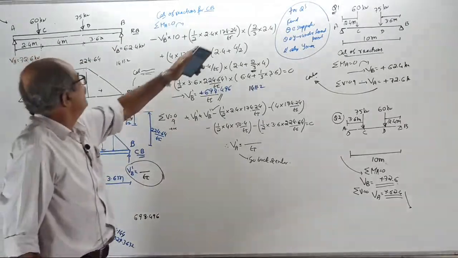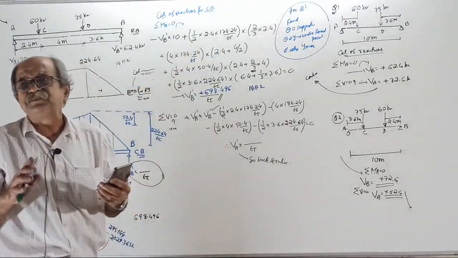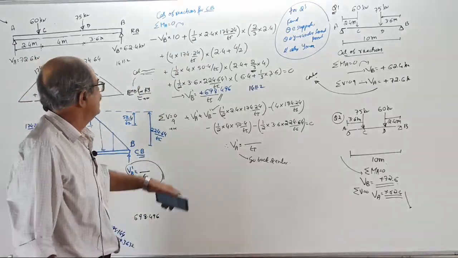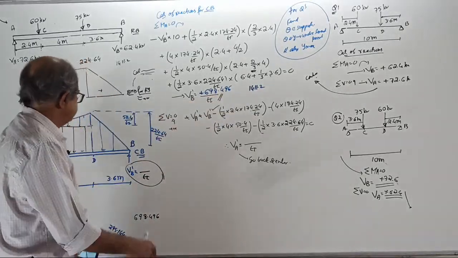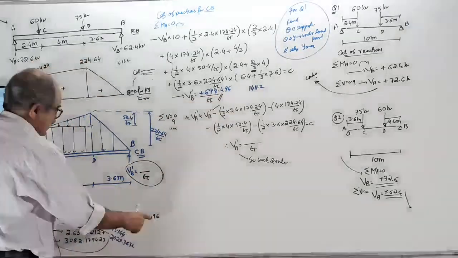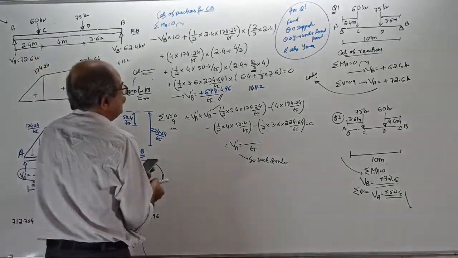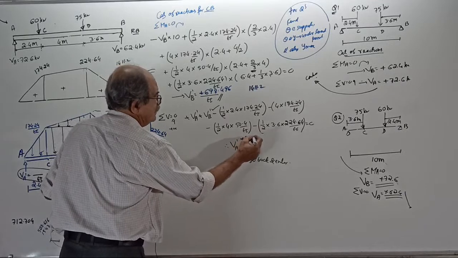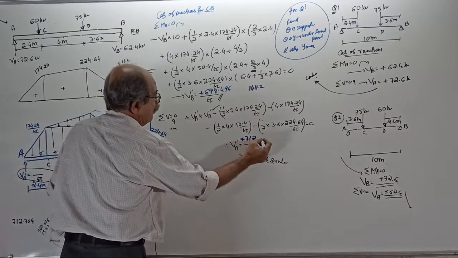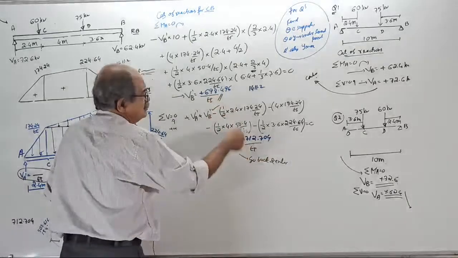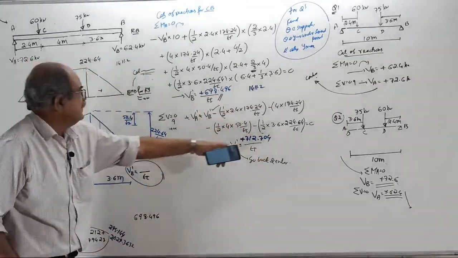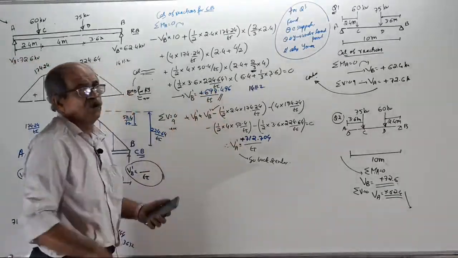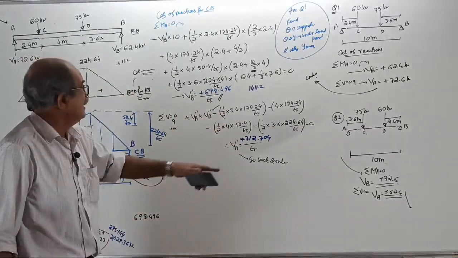Actually, you need not write it out. Directly in the calculator you can do it, provided confidence is there. As per my calculation, you add the two reactions: 698.496 and another 712.704. Add these two values. How much are you getting? Total load. Add these two.